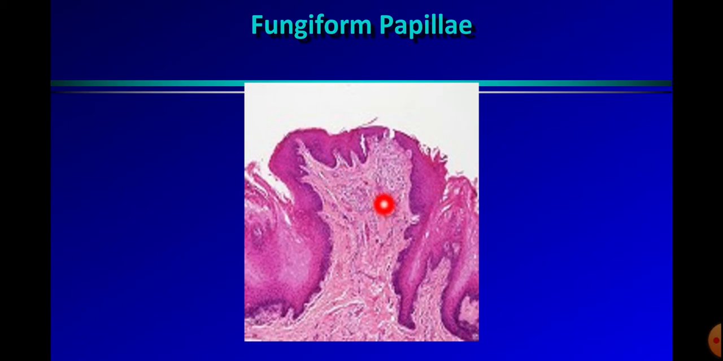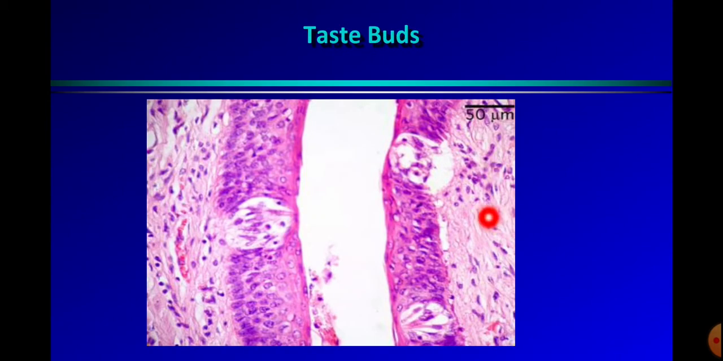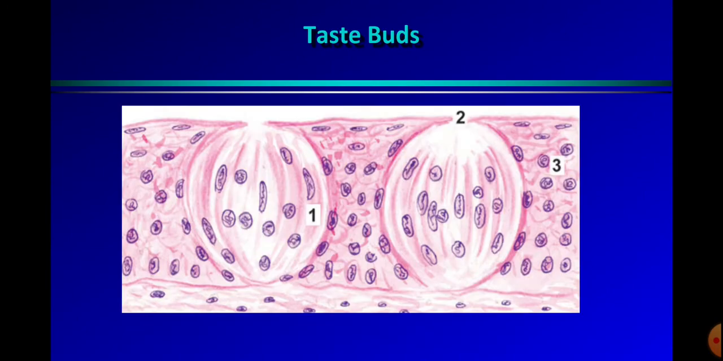The fungiform papilla is a projection out from the dorsum of the tongue, and the circumvallate papilla is buried into the substance of the tongue, separated from the tongue by the circular sulcus. In the wall of the circumvallate papilla there are the taste buds. Okay, so here these are the taste buds. This is the high power view of the taste buds.